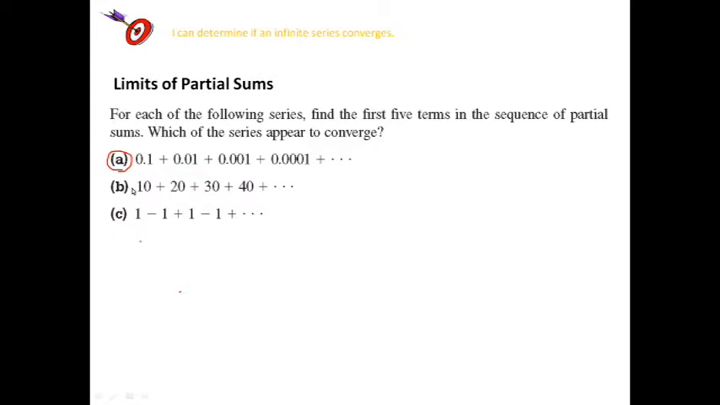What about this one? Well, this one, it appears that our numbers are getting bigger, so they're just going to continue to get bigger, and the series is going to blow up. So A converges, this one's going to blow up, diverges. The last one, we go between 1 and negative 1. I think we talked about this one. It keeps going back and forth, it diverges as well. Okay?